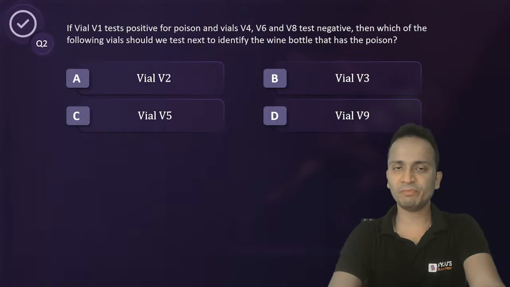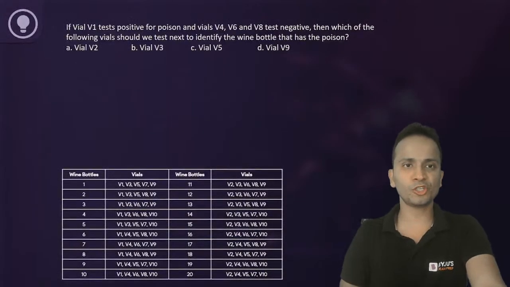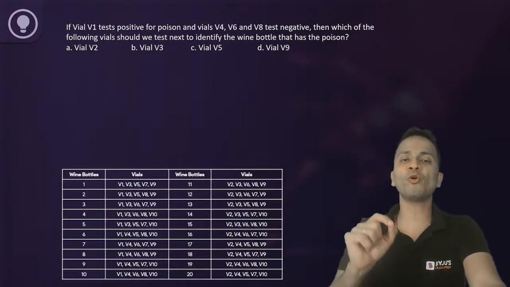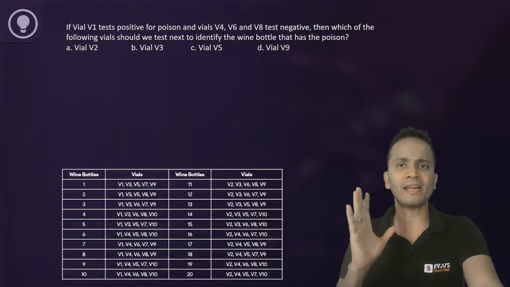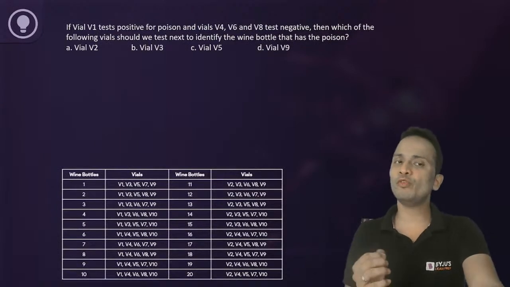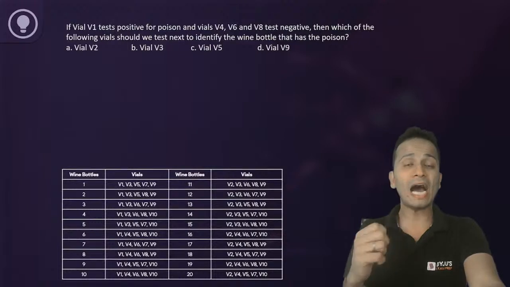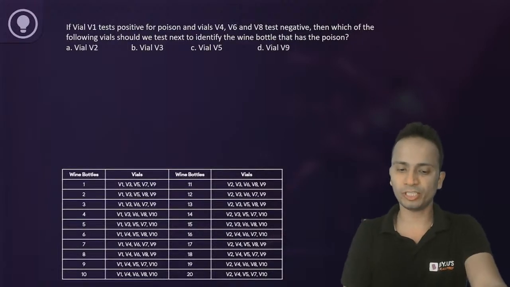All right, so let me show you the table to work on this question. Vial 1 has already tested positive, and 4, 6 and 8 are negative. Then next, which of the following vials will be tested in order to identify the bottle having the poison?